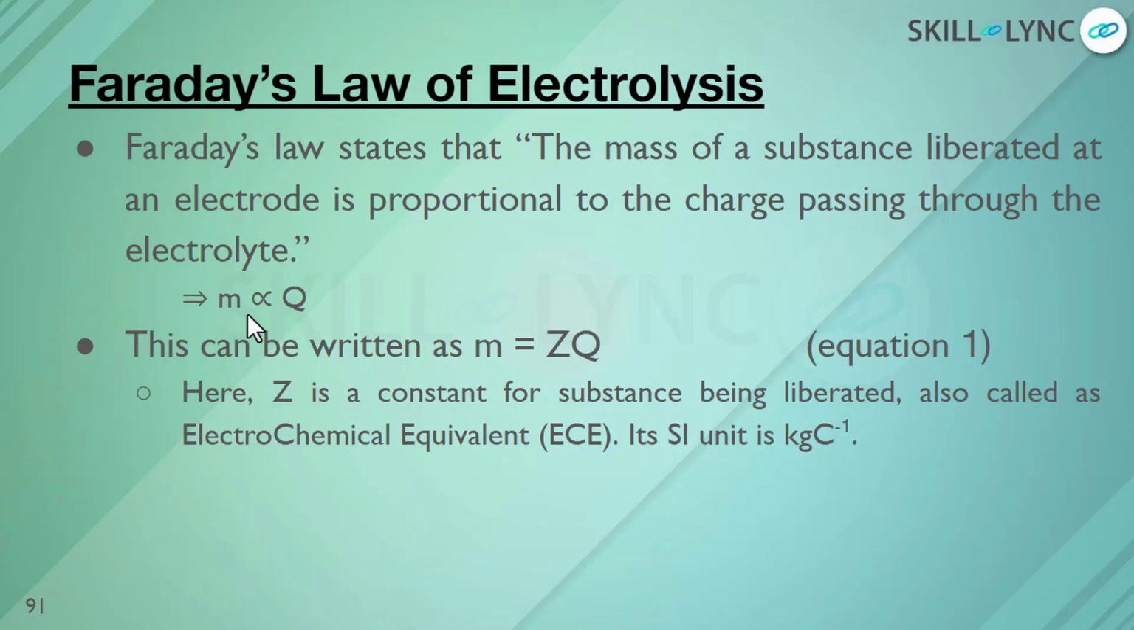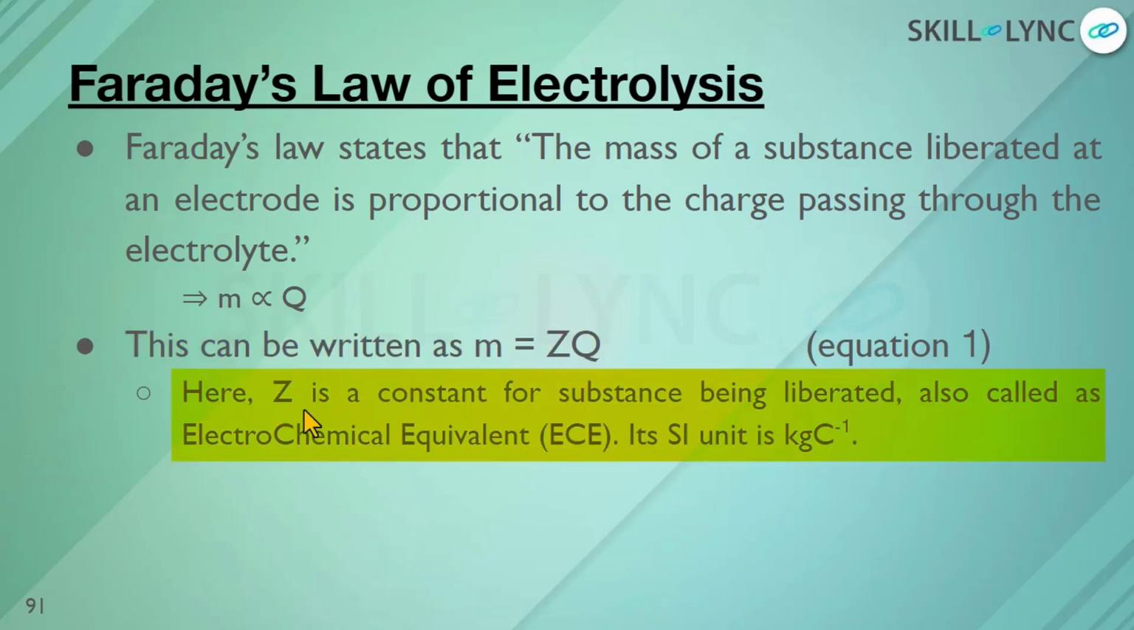M, the mass of the substance, is directly proportional to the charge Q which is flowing in the electrolyte. This can be written as M is equal to ZQ, where Z is a proportionality constant. Also, Z is a constant for the substance being liberated, also called the electrochemical equivalent.